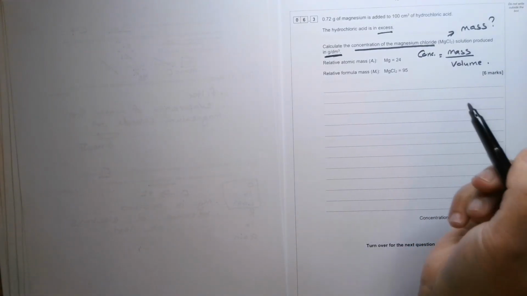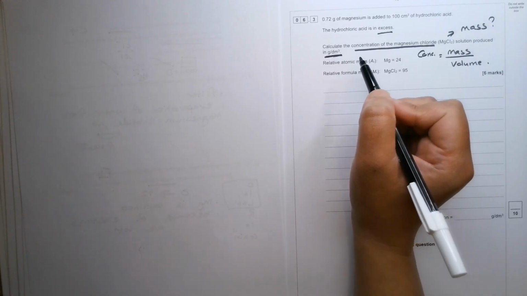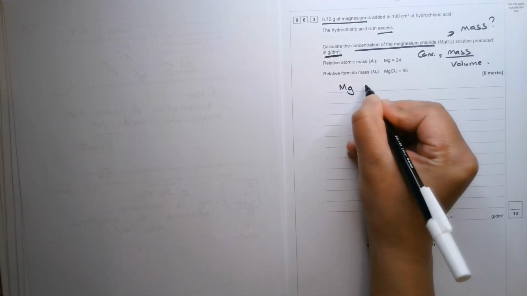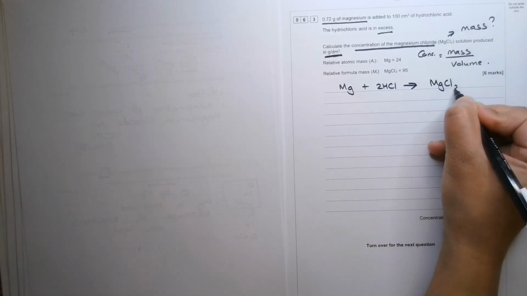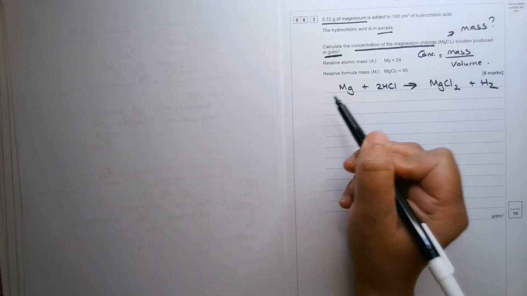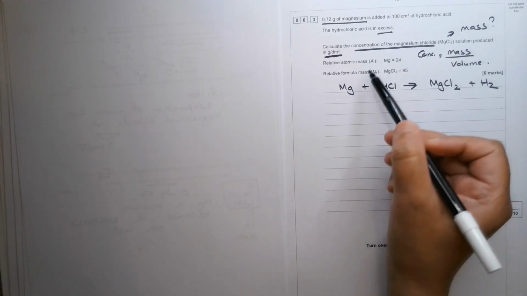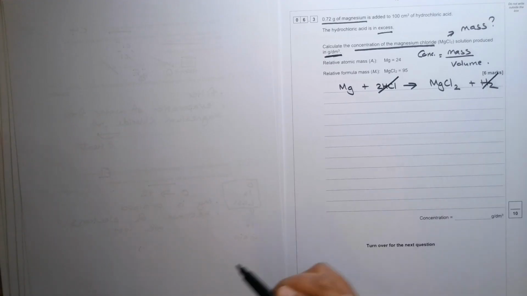But obviously with MgCl2, I don't have the mass. So the very first thing you do is work out the moles for the reactant that has been given to you, which is that. So I'm just going to write out the equation again. Mg plus 2HCl, MgCl2 plus H2. Right, just like before, I want you to cross out any substances here that we are not interested in. The question talks about magnesium, and then it says calculate the concentration of magnesium chloride. Not interested in that, not interested in H2.